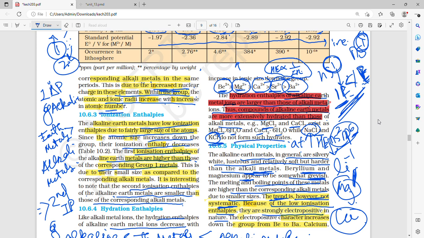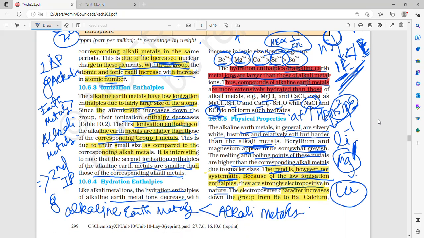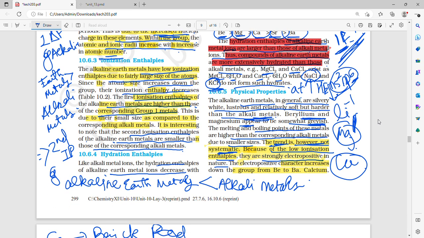Hydration enthalpies of alkaline earth metals are going to be larger than that of alkali metals because the atomic radii of alkaline earth metals are smaller than that of alkali metals, and since we know that hydration enthalpy is inversely proportional to atomic or ionic radii, the hydration enthalpy of alkaline earth metals is going to be greater than that of alkali metals. Compounds of alkaline earth metals therefore are more extensively hydrated than those of alkali metals.